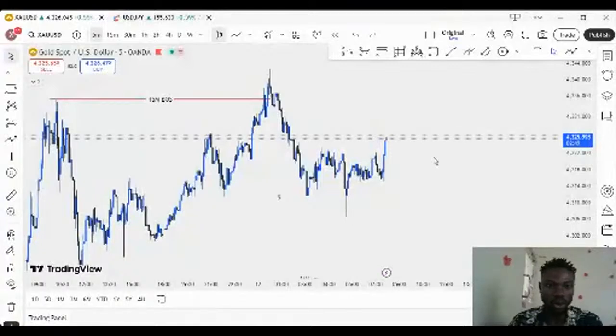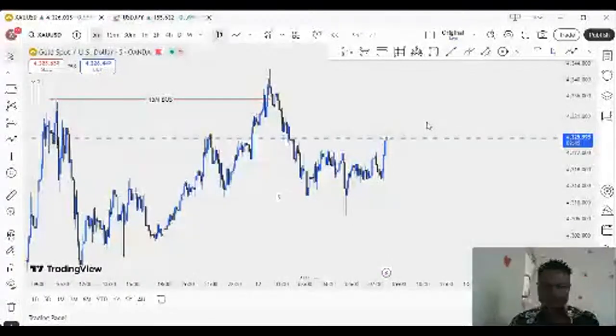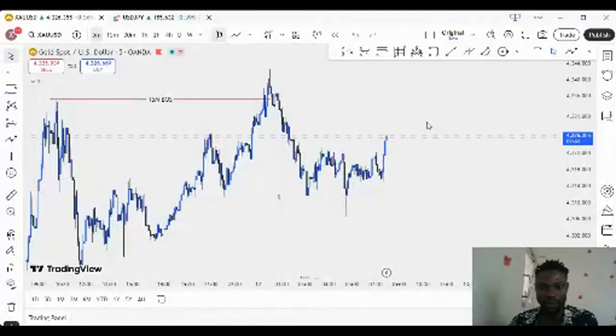So let's wait for this gold. It's already pushing up. Like I said, the market is bullish. So let's just wait for the second entry.